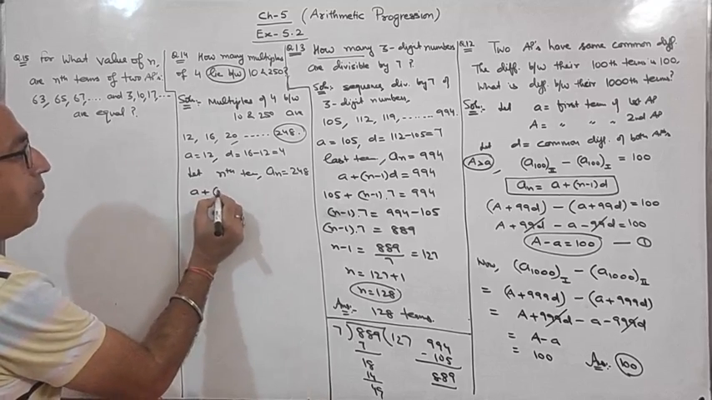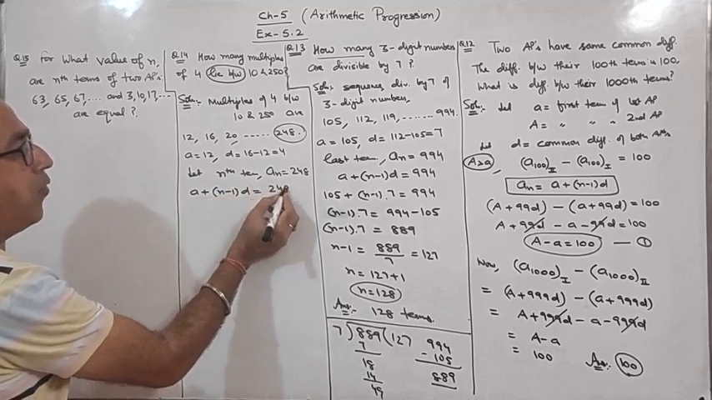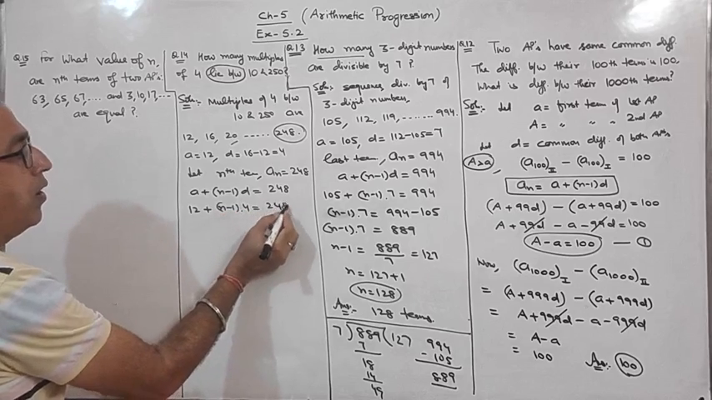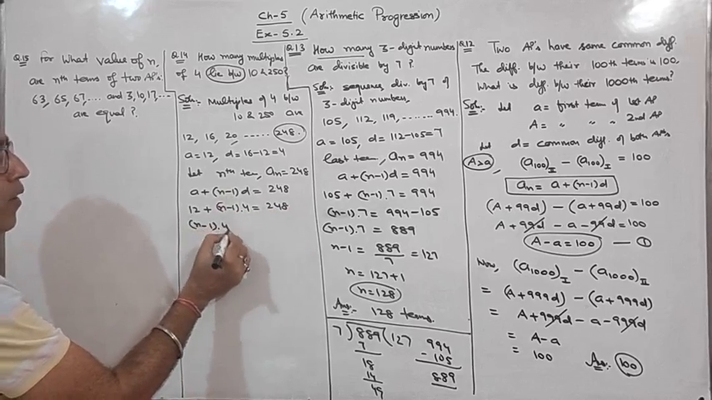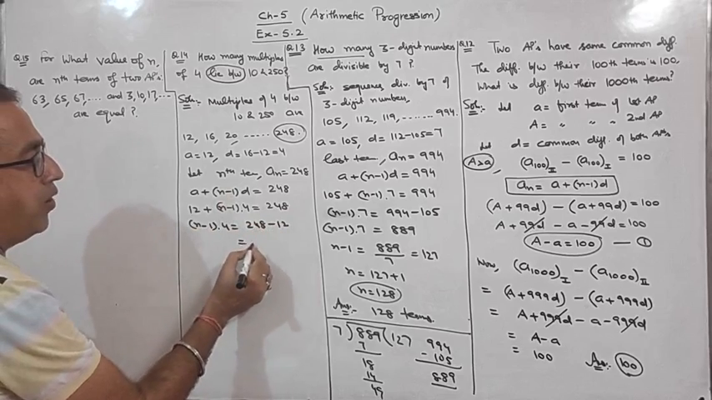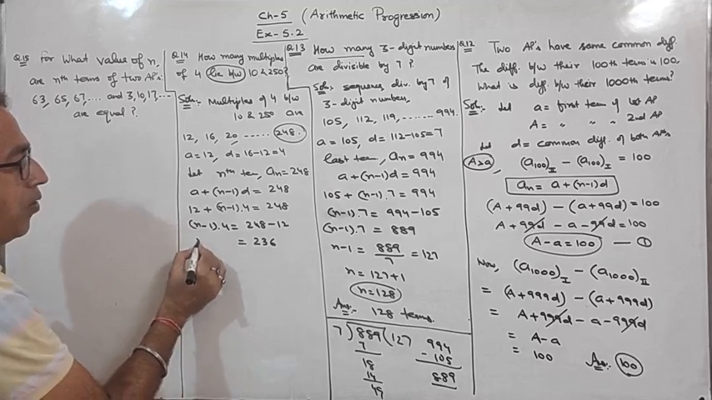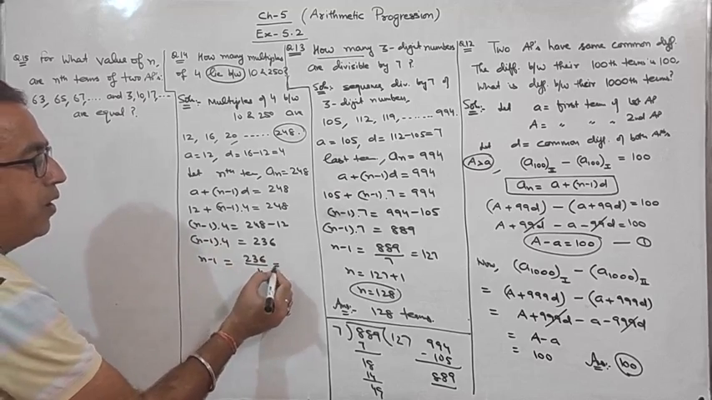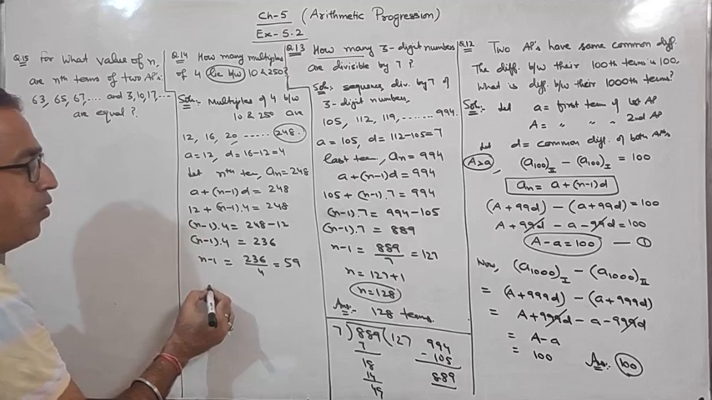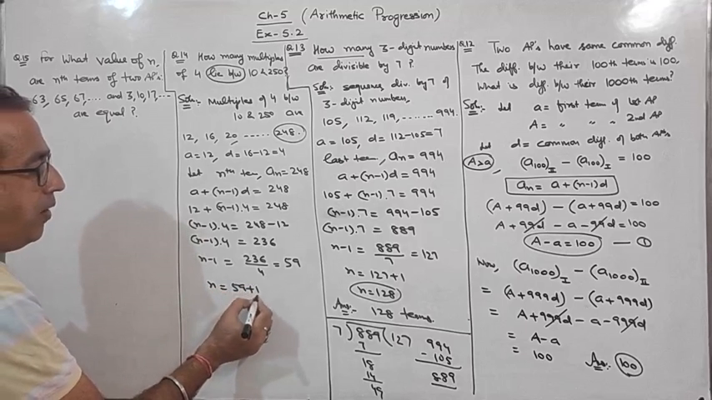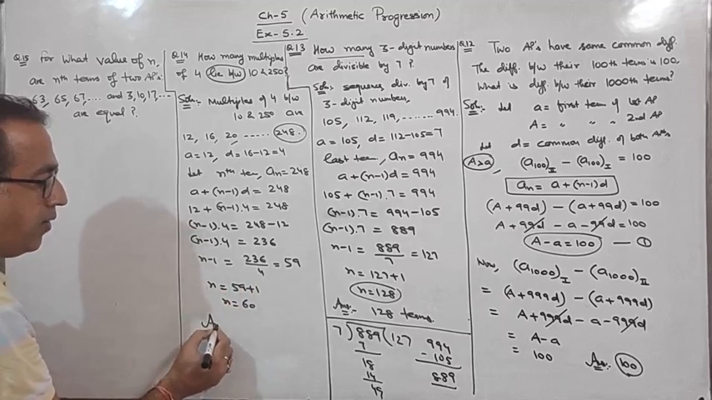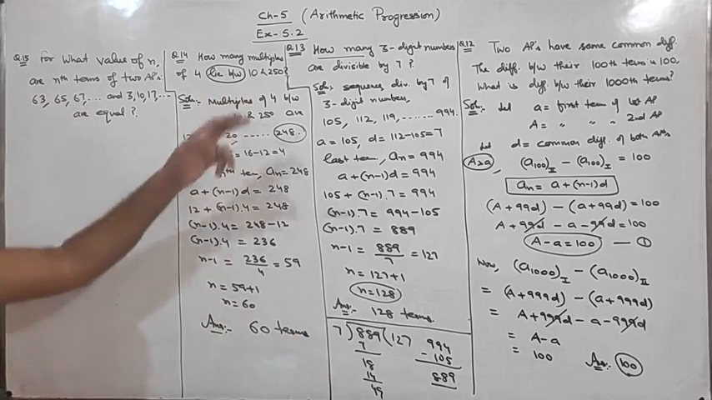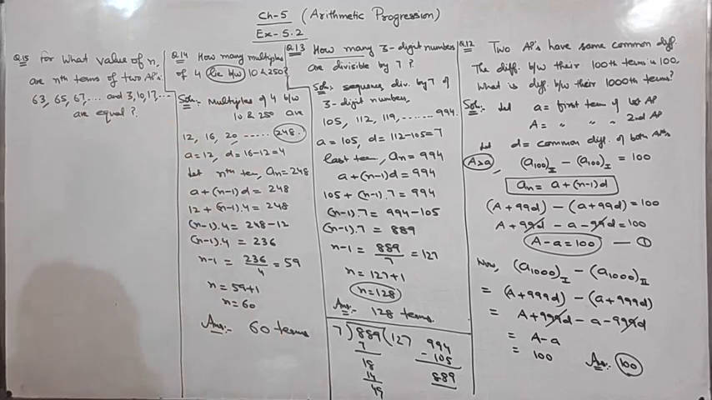Nth term formula, a plus n minus 1 into d, 248. Put the value of a, 12. Put the value of d, 4. Take this 12 to right hand side. 248 minus 12, it is 236. Now take this 4 to right hand side. It goes in denominator. It is 59. So now n is 59 plus 1. N is 60. So answer, there are 60 terms between 10 and 250 which are multiples of 4.